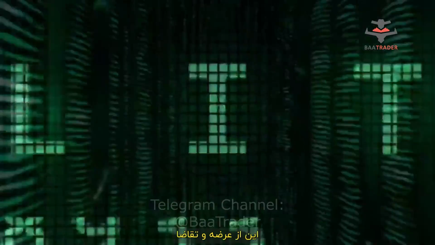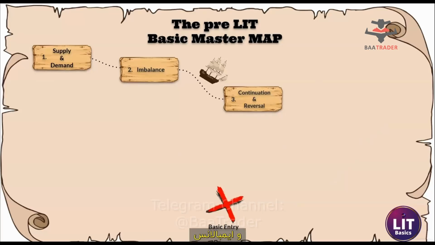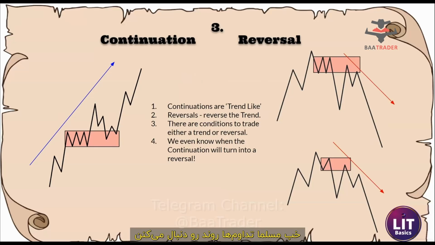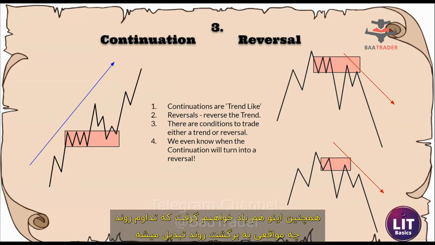That is supply and demand and imbalance. So now let's cover continuation and reversal. Continuations are obviously following the trend, and reversals are obviously reversing the trend. We have conditions to trade either one, but we're not going to go into that too much. And obviously we even know when the continuation will actually become a reversal.